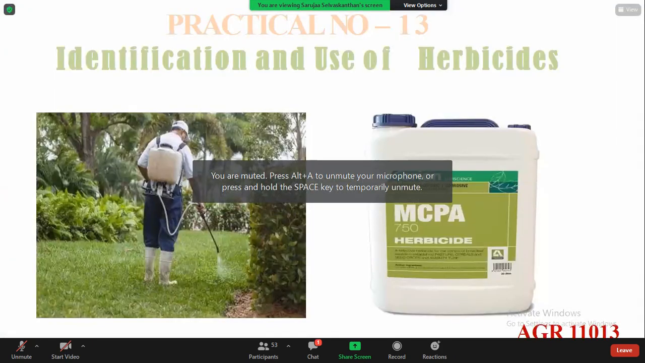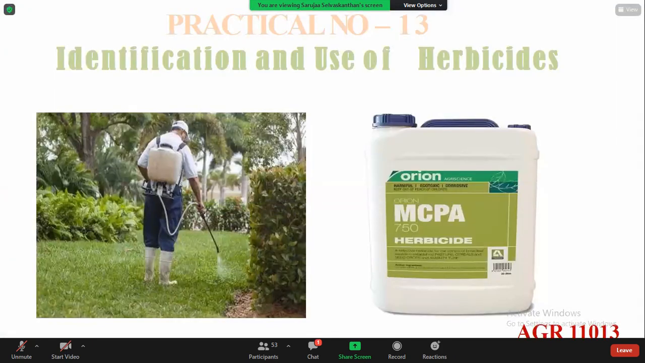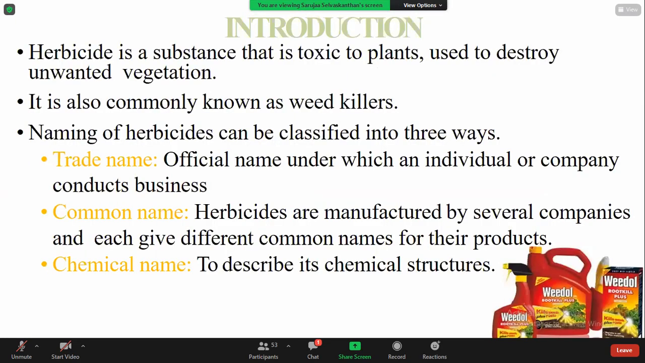A herbicide is a substance that is toxic to plants, used to destroy the unwanted vegetation. This is called a weed. They are found in the field. These things are weeds.